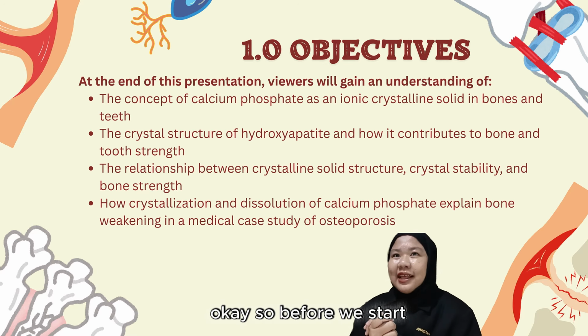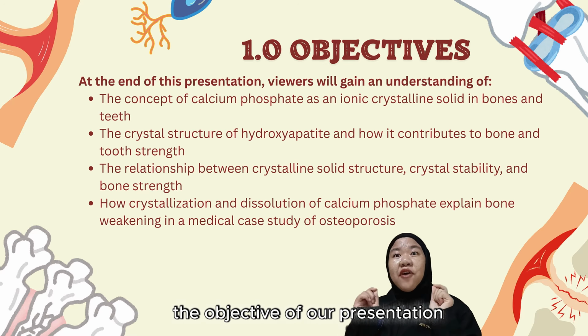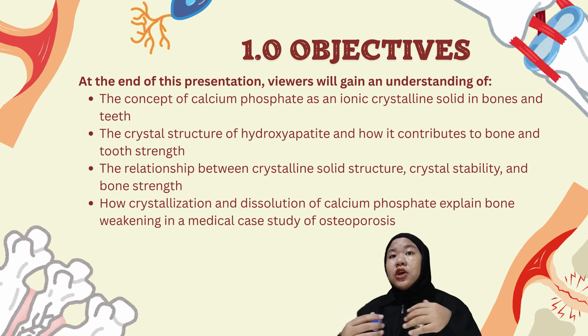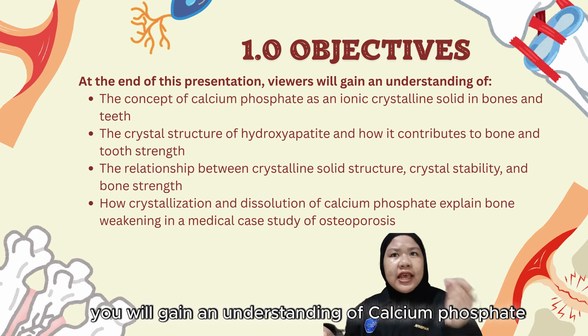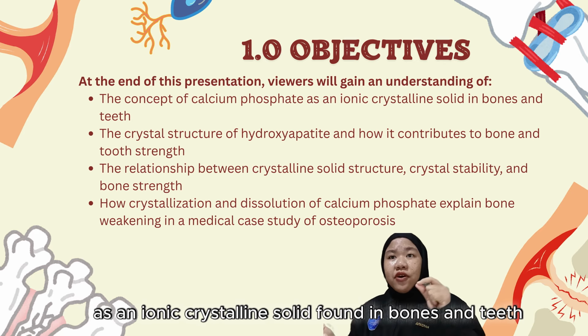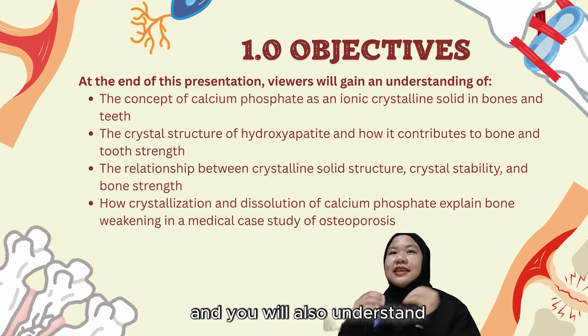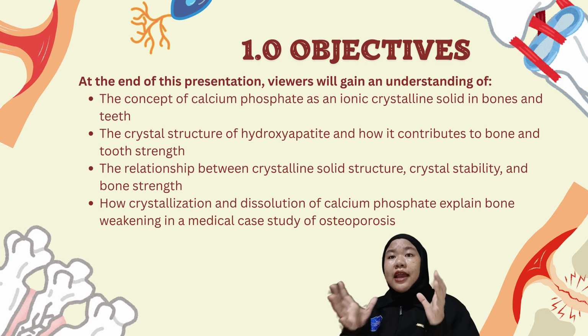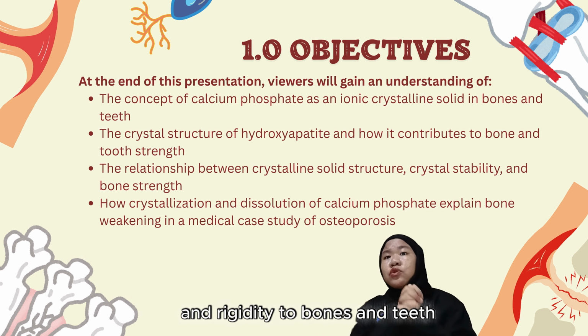Okay, so before we start, let me briefly explain the objective of our presentation. By the end of the session, you will gain an understanding of calcium phosphate as an ionic crystalline solid found in bones and teeth, and you will also understand the crystal structure of hydroxyapatite and how this structure gives strength and rigidity to bones and teeth.